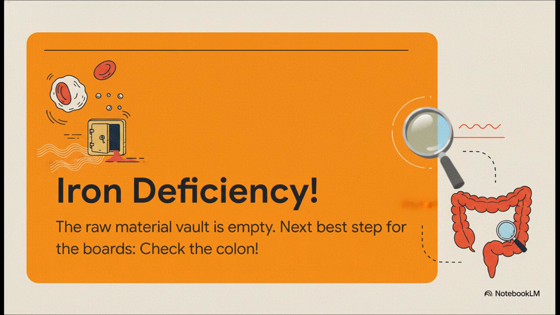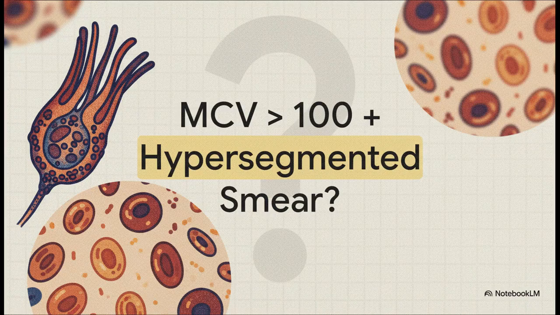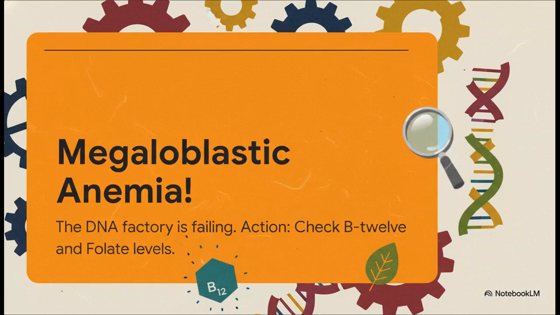You check the colon. Next up, a macrocytic anemia. The MCV is way over 100, and you get that smear back, and you see those classic hypersegmented neutrophils. That's the textbook picture of megaloblastic anemia. Your DNA factory is sputtering. What's your immediate next move? Check the fuel lines, B12 and folate.